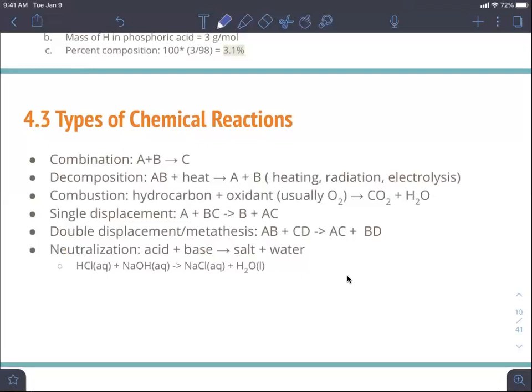So a very simple neutralization reaction is hydrochloric acid with a base, and you get table salt and water. So table salt is neither an acid nor a base. So in this case, both the acid and the base are neutralized.